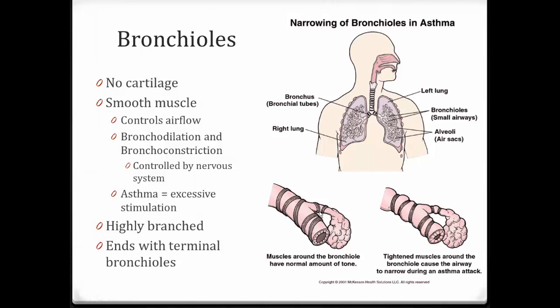And so we can contract those smooth muscles to cause it to constrict, so that would be bronchoconstriction, or we can relax those smooth muscles and cause the bronchiole to dilate, so that would be bronchodilation. Now asthma then is excessive stimulation of that smooth muscle causing bronchoconstriction and therefore making it more difficult to breathe. The bronchioles end with the terminal bronchioles as far as the conducting zone.